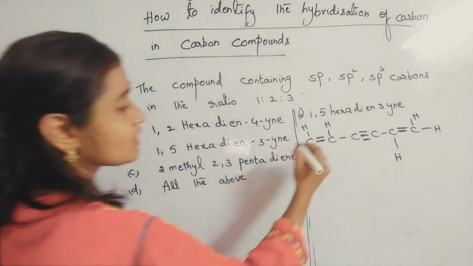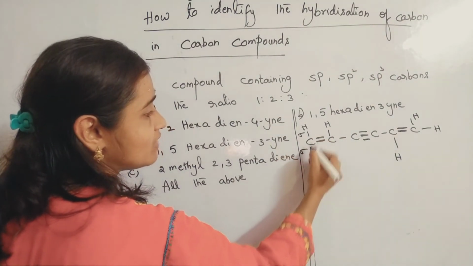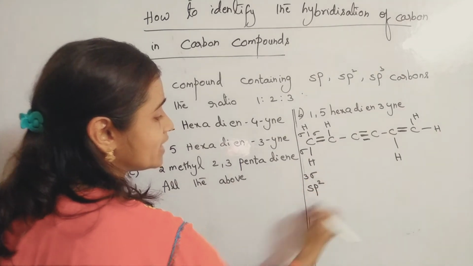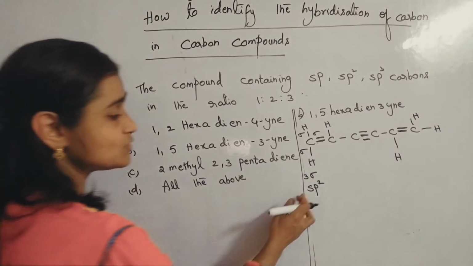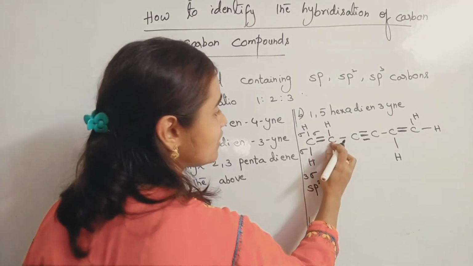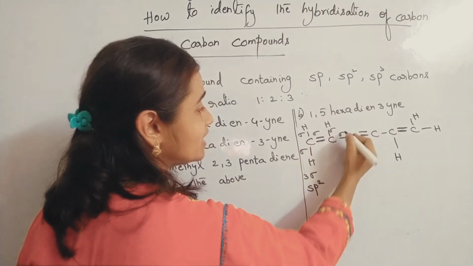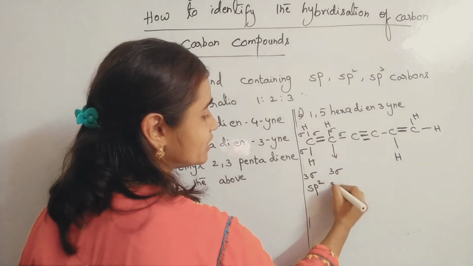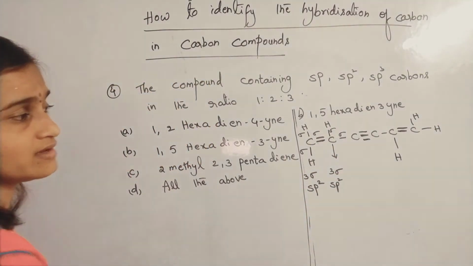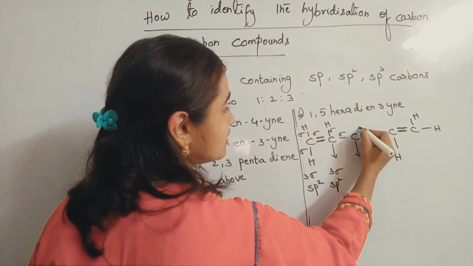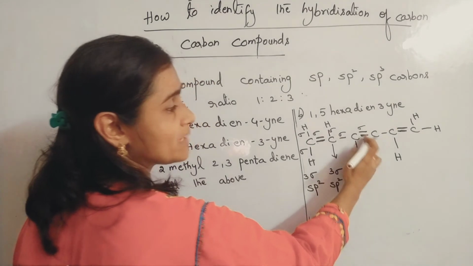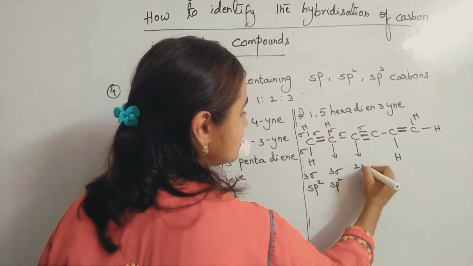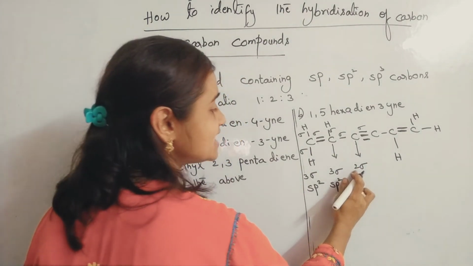Now check the sigma bonds. The first carbon has 1, 2, 3 sigma bonds, and 3 sigma bonds means it undergoes sp2 hybridization. Now coming to the second carbon, here 1, here 1, so it also has 3 sigma bonds, so this is also sp2 only. Lone pairs are not there. Now coming to the third carbon, it has only 2 sigma bonds. A triple bond means 1 sigma and 2 pi bonds. So 2 sigma bonds means it is undergoing sp only.